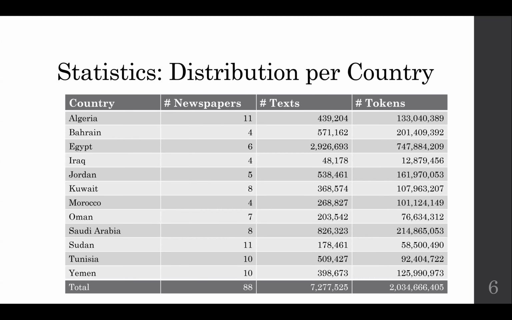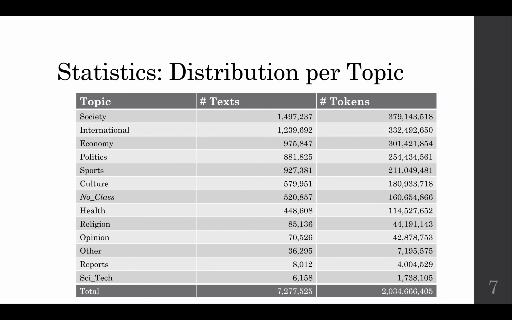So here's the statistics distribution per country. You can see that some countries, actually just one, Egypt, has more than a million articles, while other countries like Iraq have less than 10,000 articles. So the total is 2 billion tokens and 7.2 million articles. For topics, some topics have more than 1 million articles, while others like science, technology, and reports have less than 10,000.